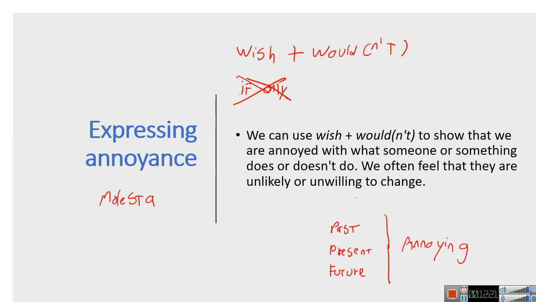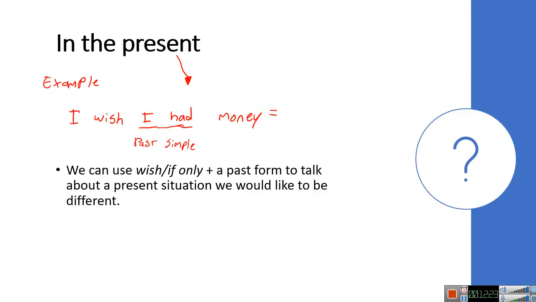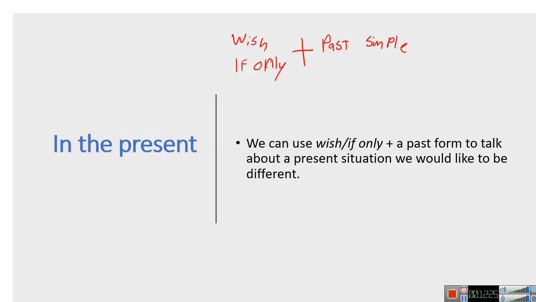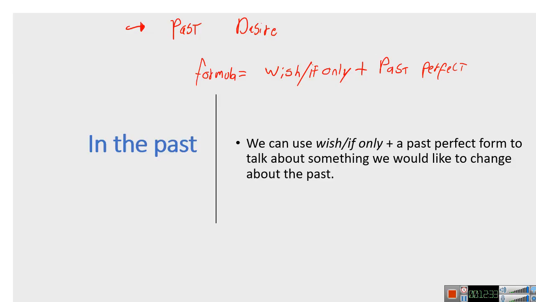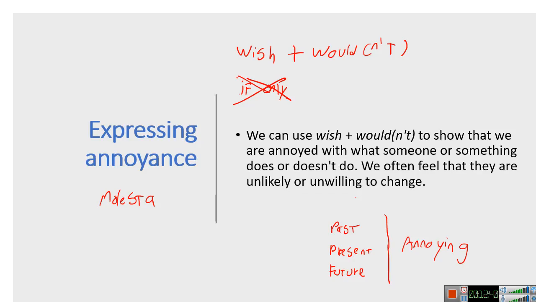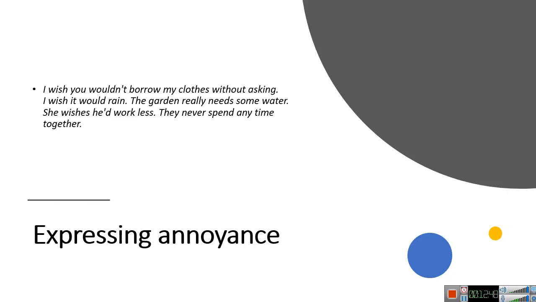So let's recapitulate. In the present, I can use wish and if only plus the past simple. In the past, I can use wish and if only plus the past perfect. And with annoyance, I can use only wish. That's the clue. Plus would and wouldn't. So let's look at some examples.